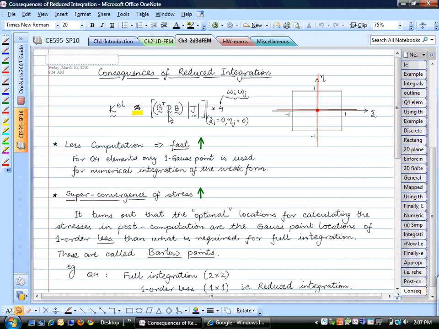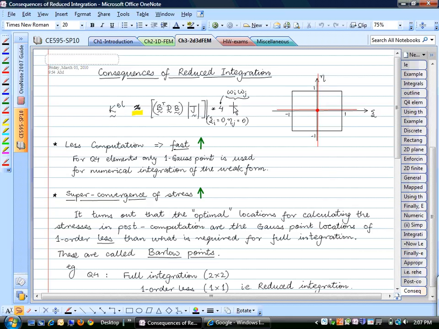D matrix we have assumed is constant. This B matrix again is the same matrix at this point, Jacobian at this point, and then we take this product and multiply it with 4. This is a multiply sign. This 4 comes from the fact that the weight function for the one-point Gauss quadrature is 2 in xi and 2 in eta. So 2 multiplied with 2 is 4 here.